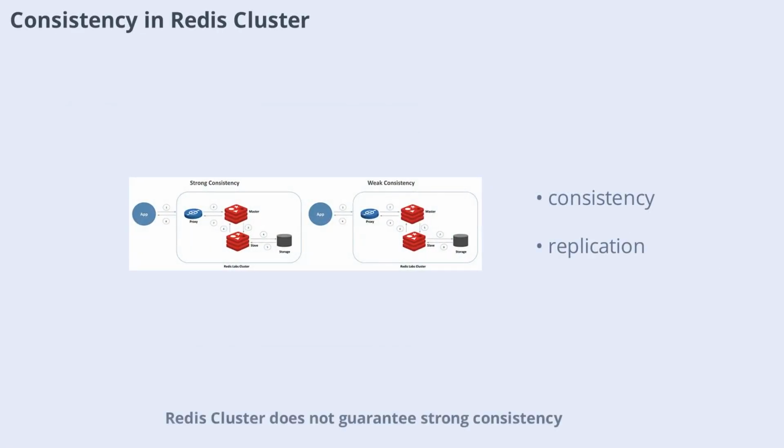Redis Cluster does not guarantee strong consistency. Because replication is asynchronous, writes acknowledged by the master may not reach the slave before a failure. This means acknowledged writes can be lost if the master crashes. For applications needing strict consistency, Redis may not be the right fit.